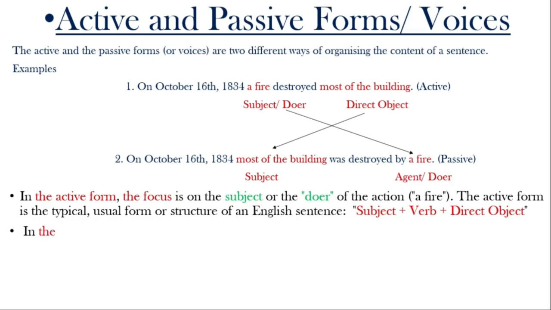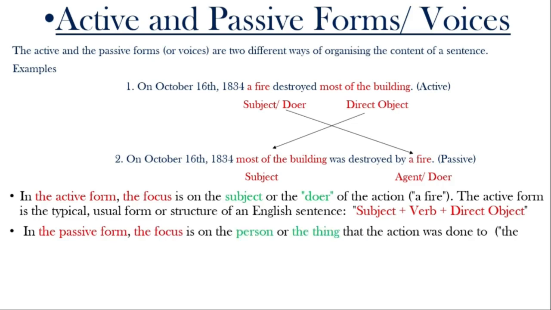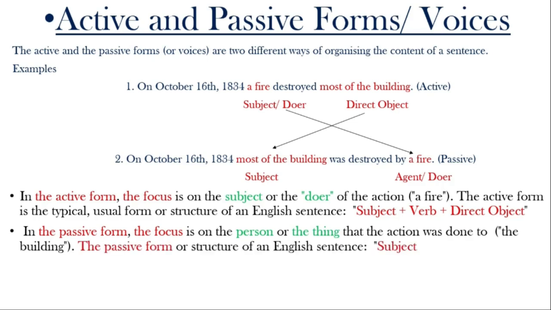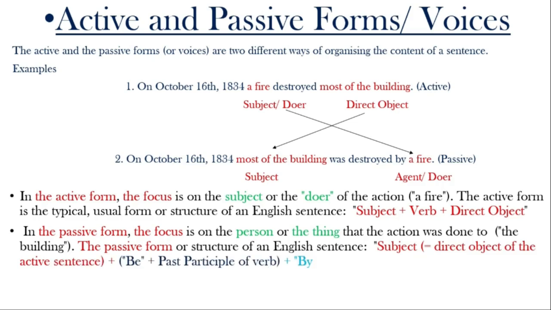In the passive form, the focus is on the person or the thing that the action was done to. Here, in our example, the building. The passive form or structure of an English sentence: subject, between two brackets, the direct object of the active sentence, plus to be plus past participle of the verb, plus by plus agent. When I say agent, I mean the subject of the active sentence.